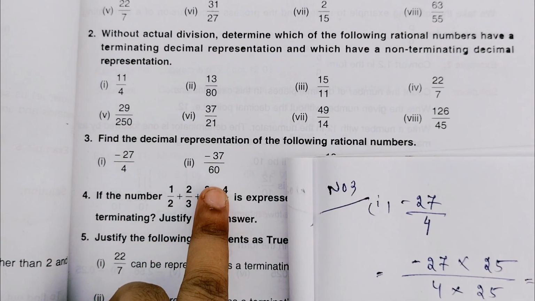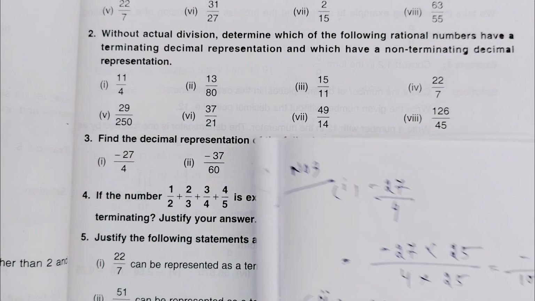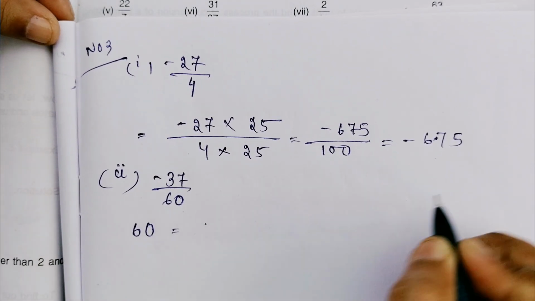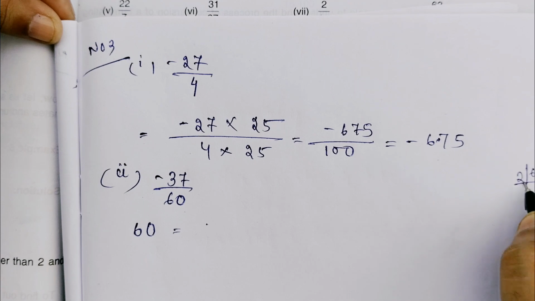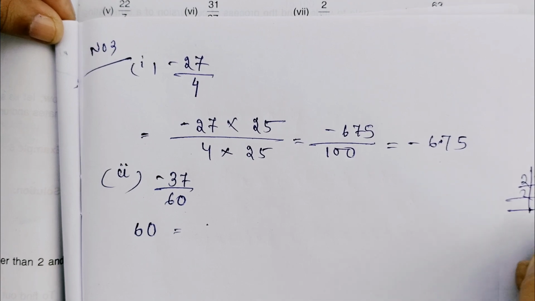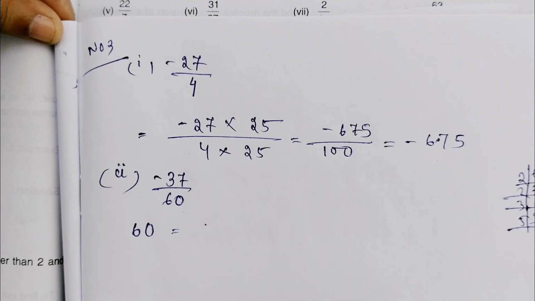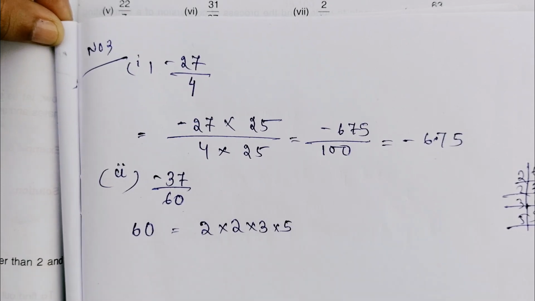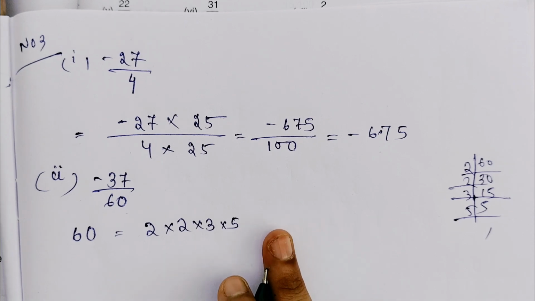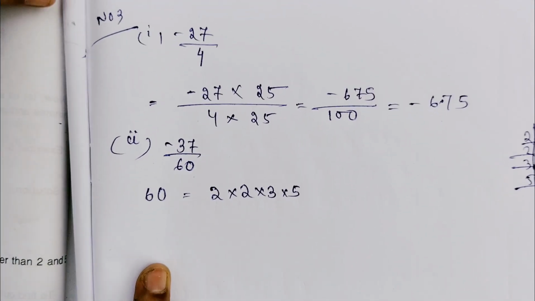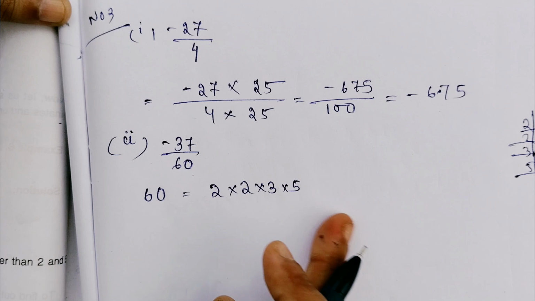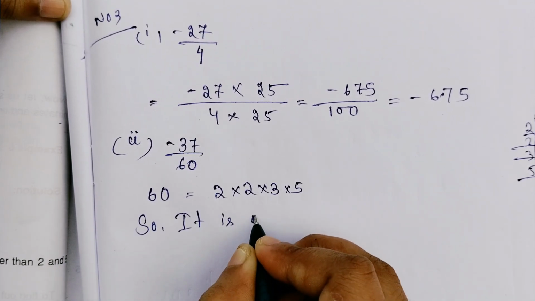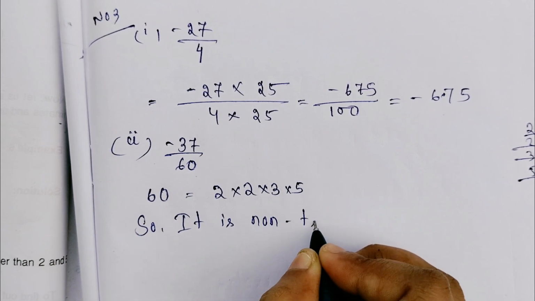Then now we solve another point 2. Minus 37 by 16. Here prime factors of 60 are 2 3 is 6, then 2 15, then 3 5 is 15, then 5. Prime factors of 60 are 2 into 2 into 3 into 5. Here it is not in the form of 2 to the power m into 5 to the power n. So it is a non-terminating decimal number.